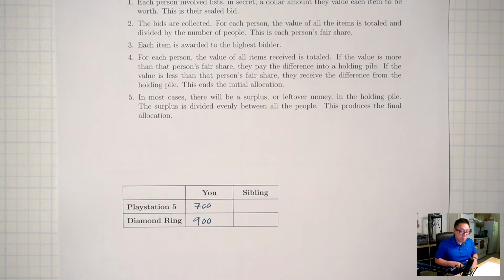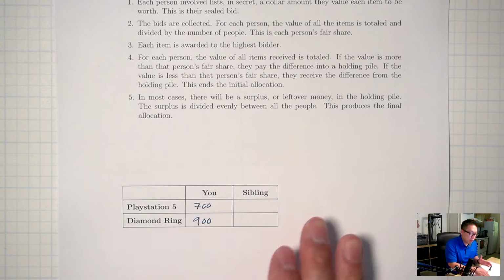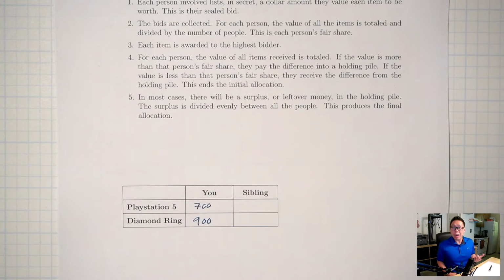Now my sister will have bids also. I don't get to see them, and she doesn't get to see my bids. Now what happens next is whoever values the item more is going to get the item. So say I valued the PlayStation 5 more, so I'll get the PlayStation 5. But my sister deserves half of that PlayStation 5, so I'm going to have to pay her some cash for me keeping the PlayStation 5.